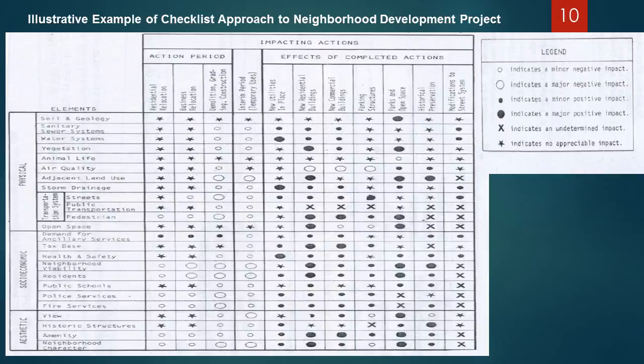And in socio-economic, the demand for services and tax base, health and safety, neighborhood viability, resident public schools, police services, and fire services. And the aesthetic includes the view, historic structures, amenity, and neighborhood character.